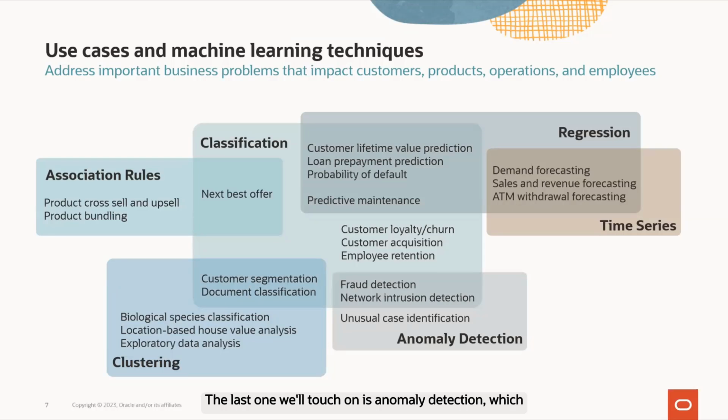The last one we'll touch on is anomaly detection, where we're looking for unusual cases. And it doesn't necessarily mean, for example, that they're fraud or actual network intrusions, but that they might be interesting to look at further to determine whether or not they could be that.